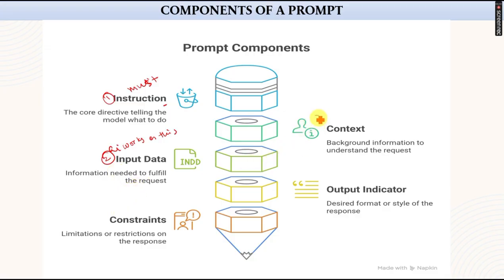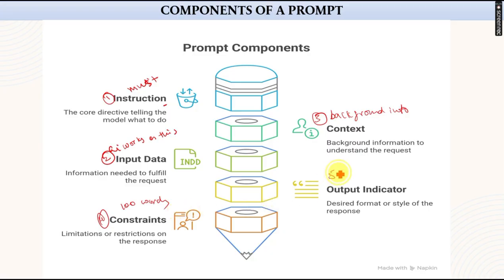Then comes context. Context gives the AI more background information. For example, if you are asking for a translation, but you also mention that the audience is children, that's context. Another component is constraints. Constraints help limit the AI's response, such as use only 100 words or do not include technical terms. Constraints make the output more specific and controlled.